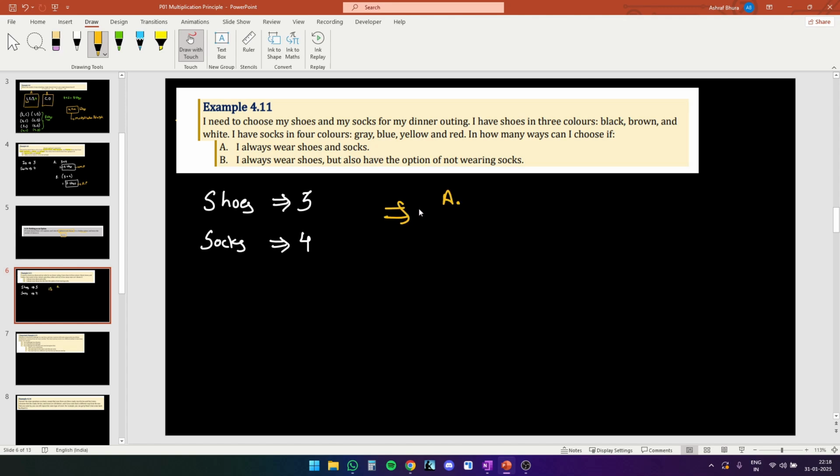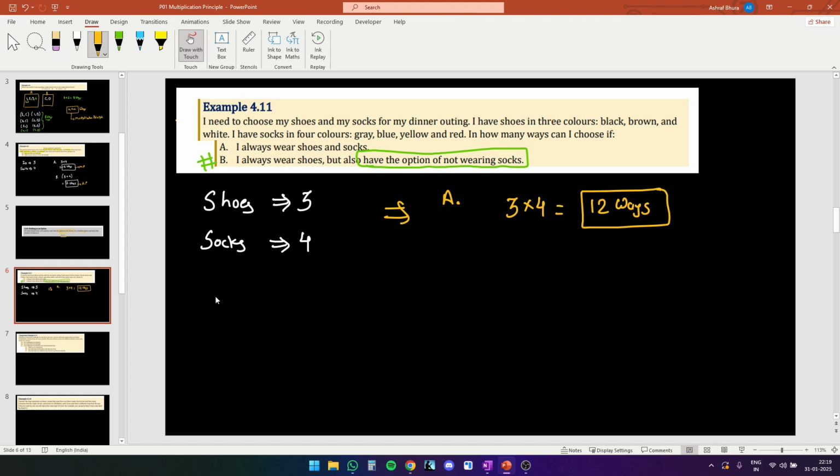It is an application of multiplication principle. So we'll say the answer is going to be 3 times 4, which equals 12 ways. Okay, simple. Now the second part is interesting. It says I always wear shoes but also have the option of not wearing socks.